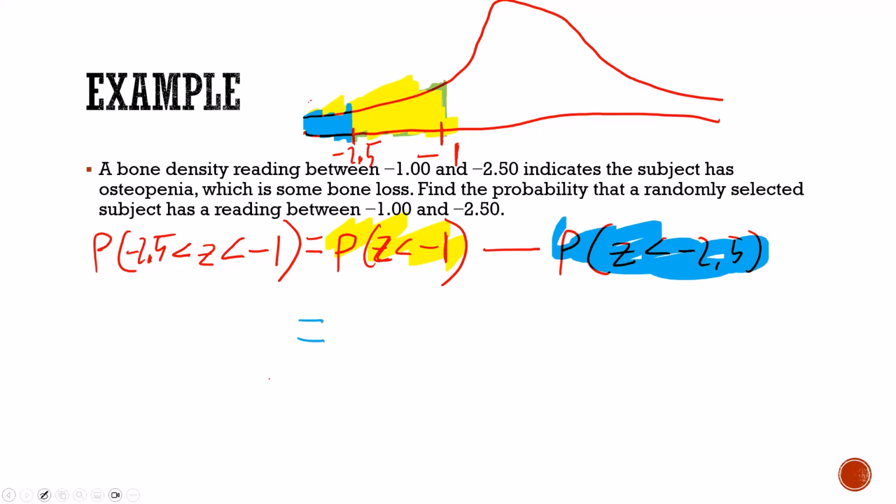Or sorry, positive, yeah, negative 1. That gets us 0.1587. And then from that, we subtract. I hope no one's struggling at reading the table at this point, right? We're all pretty good at that. Maybe we don't always know what to do with it, right? You subtract it.